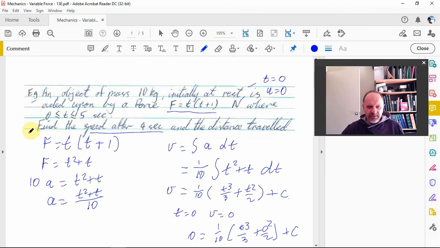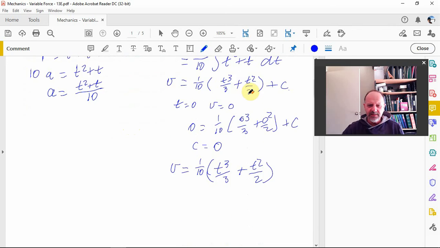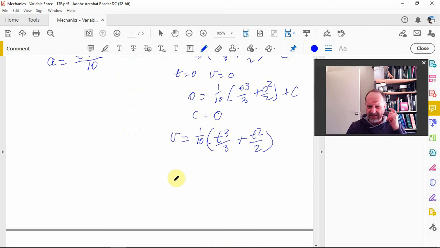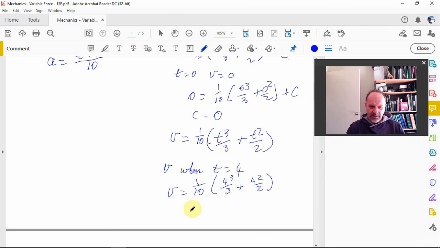Okay, so what do we got? So we'll find the speed after 4 seconds. So the speed after 4 seconds, that would be when T equals 4. And so I just need to substitute 4 in. 1/10, 4 cubed on 3 plus 4 squared on 2. And according to my notes, when we work that out, that becomes 2.93 meters per second.